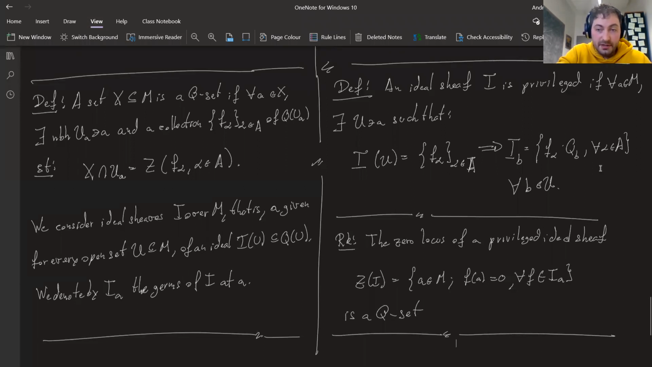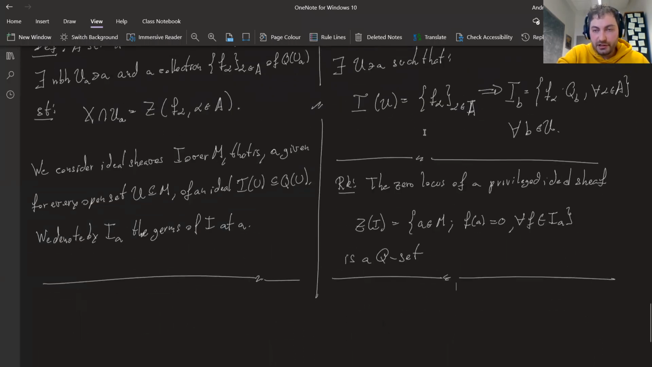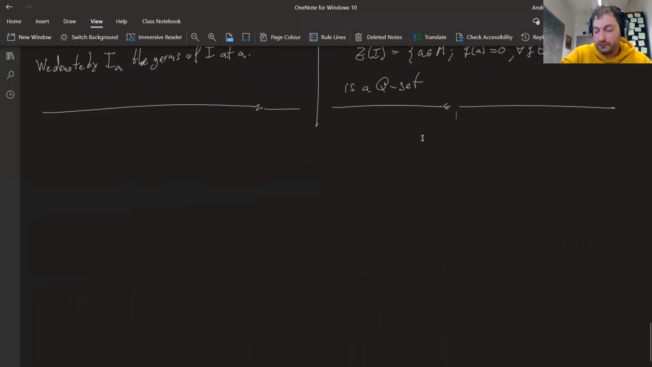So in this case, it becomes clear because for every point, you're going to have an open set, and then you have this collection, and therefore we have that this set given by the zero locus is actually going to be a Q set, almost by definition. But this is actually normally going to be a necessary condition for it to be a Q set. So let's see a couple of examples. Well, we're going to see that locally it's not going to be the case.